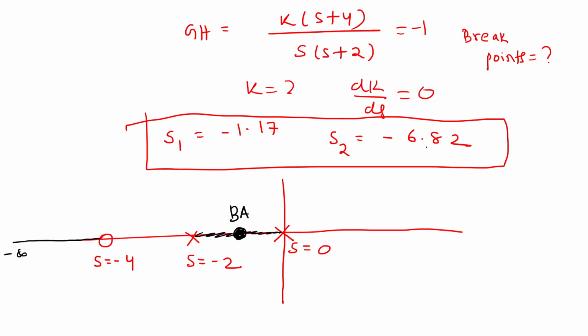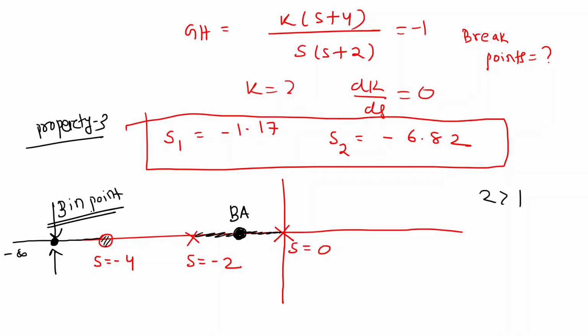Another point is -6.82. -6.82 lies somewhere here, and it should satisfy our property 3, right? It's satisfying property 3. Whenever there is a 0, and to the left of that 0 there exists a root locus branch up to infinity, so definitely there is a break-in point if the number of poles is greater than the number of zeros. So here the number of poles is 2, the number of zeros is 1, so 2 is greater than 1, so it satisfies, so it is a break-in point, right? So by solving this you can directly say which is a break-in point and which is a breakaway point.